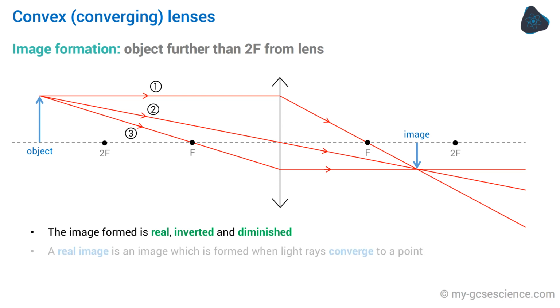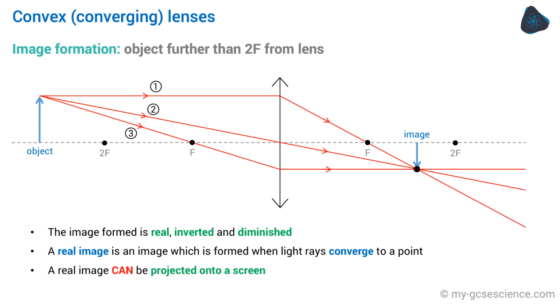To recap, a real image is an image which is formed when light rays converge to a point, as has happened here. A real image can be projected onto a screen, so if we placed a piece of card, paper, or another screen here, we'd be able to see an image of the object.